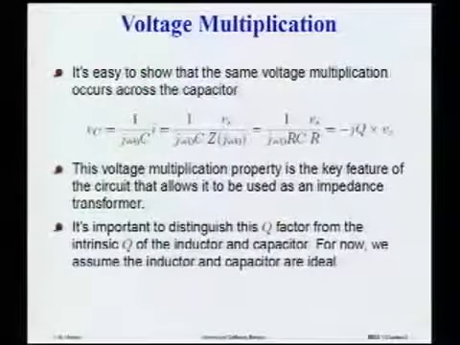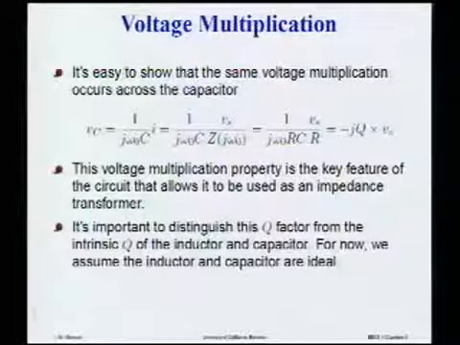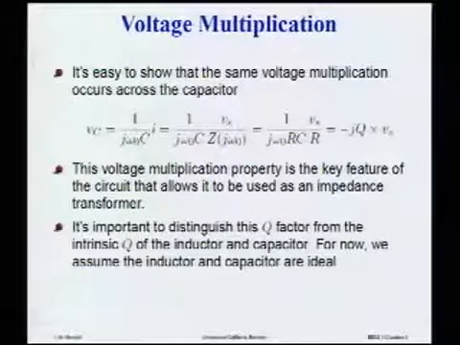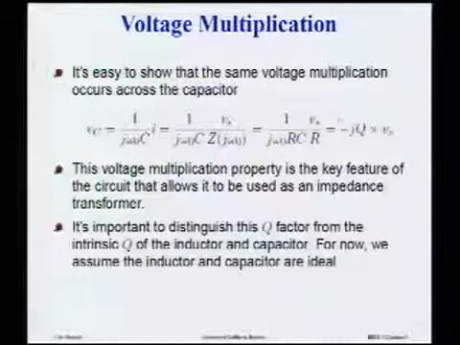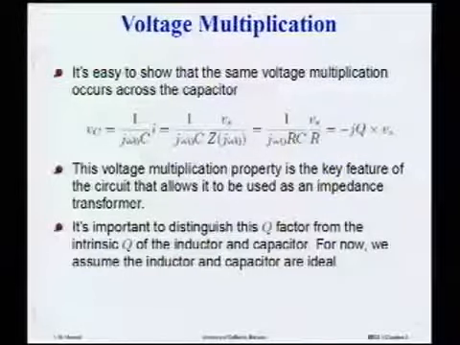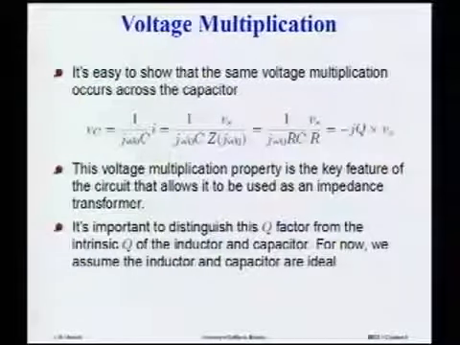Okay, and just as the voltage across the inductor gets multiplied by Q, so does the voltage across the capacitor. Well, that's obvious because their reactances are equal, right? And the current is the same. Of course, there's a phase shift. Okay? Now, in this circuit, it's very important to realize that we've defined a quality factor for the overall network.